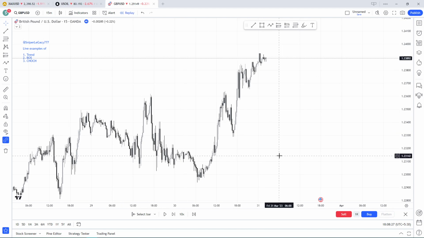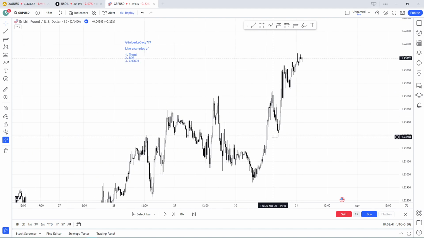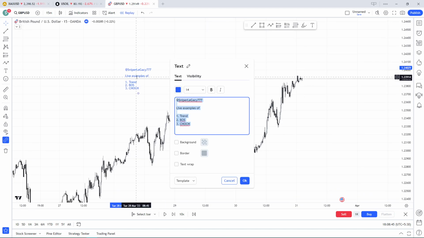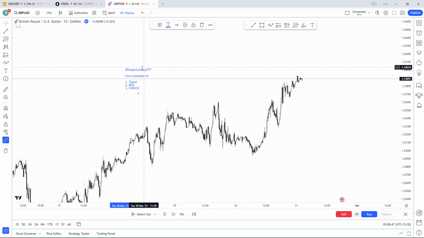I have replayed till March 31st. So we will be starting our trend analysis, BOS analysis and CHOCH analysis from here. I'm considering the 15 minutes time frame for today's session. Disclaimer, we can do the same on any session, any time frame, and the results would be the same. So let us hop on to the content.